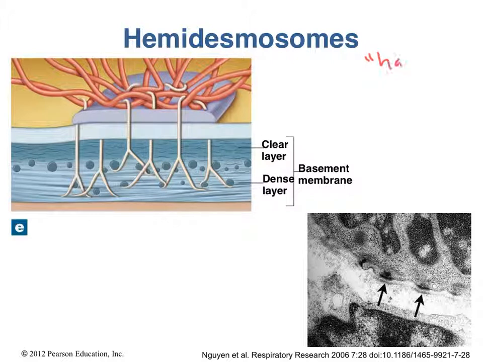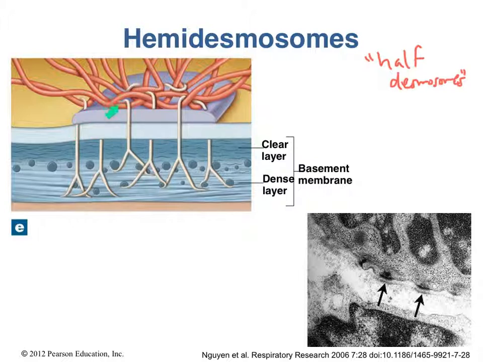Hemidesmosomes are half desmosomes. They look a lot like desmosomes, but they anchor a cell to the extracellular matrix rather than to another cell. These images are showing you hemidesmosomes attaching epithelial cells to the basement membrane, so the sheet of epithelium doesn't separate from its underlying connective tissue.